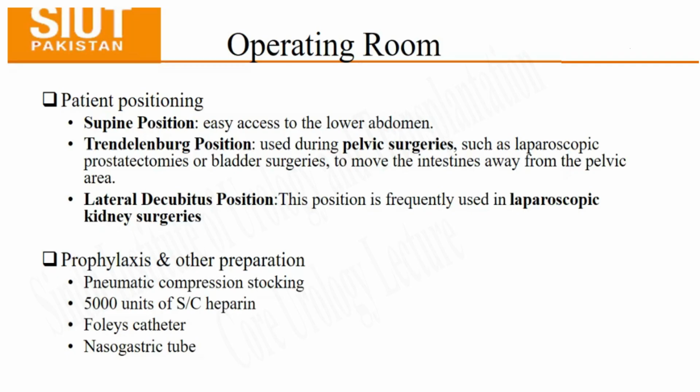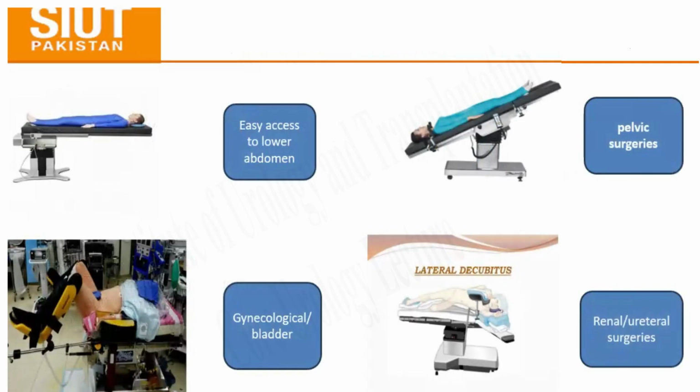Now, the patient position. We use different positions: supine position, Trendelenburg position, and lateral decubitus position for upper tract surgeries. For pelvic surgeries, we use Trendelenburg position. Prophylaxis and other preparation include pneumatic compression stockings, heparin, Foley catheter, and NG tube.